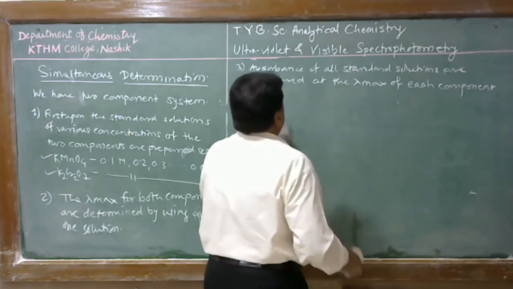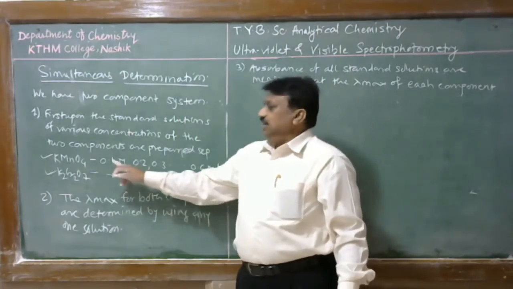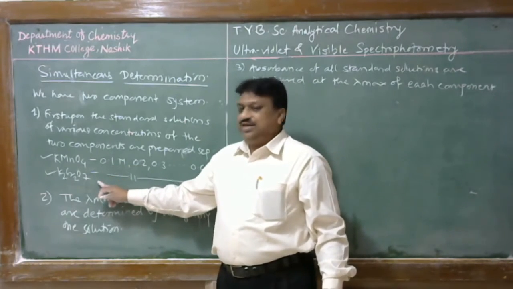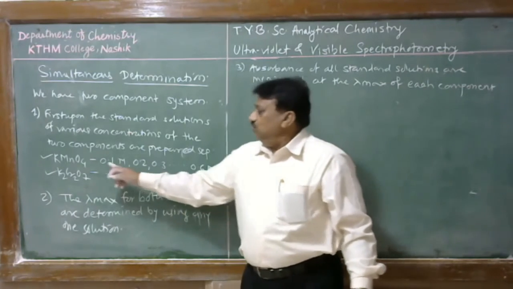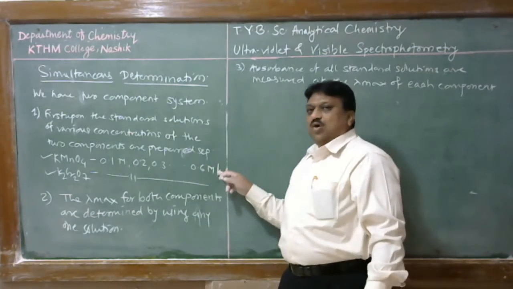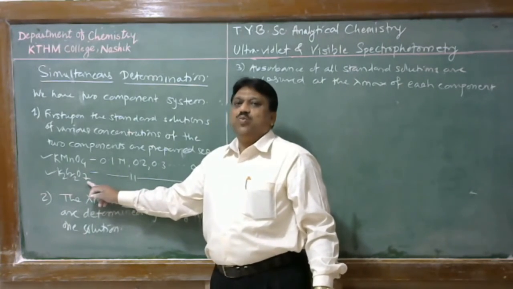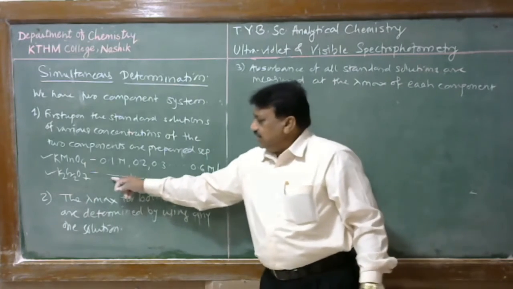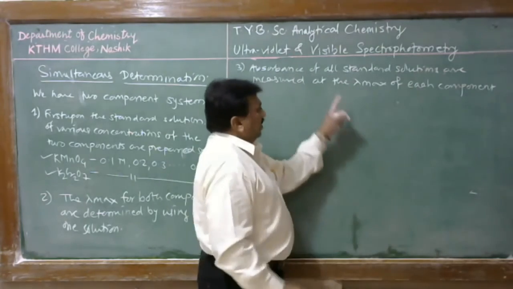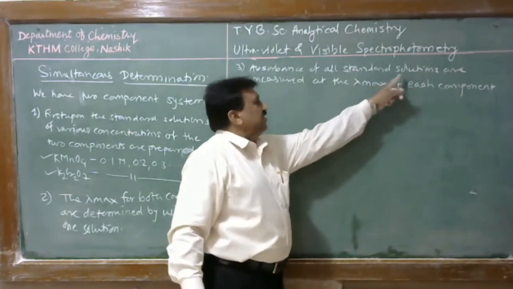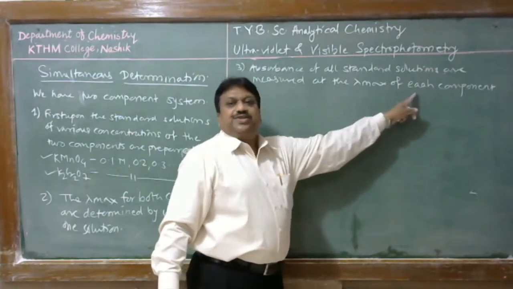At their lambda max, the absorbance of all standard solutions, that is, standard solution of potassium permanganate and standard solution of potassium dichromate. If potassium permanganate has lambda max 540, we have to measure the absorbance of all these solutions at 540. If lambda max for potassium dichromate is 440, then we have to measure the absorbance of all these solutions at 440 nanometer. Therefore, absorbance of all standard solutions is measured at the lambda max value of each component.